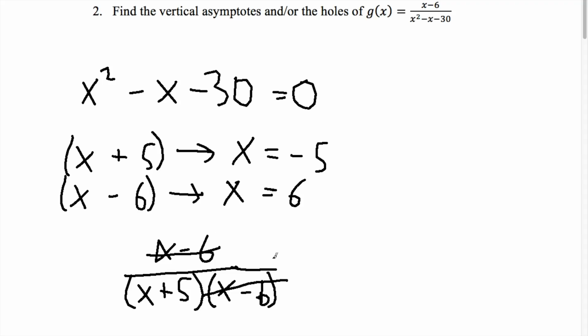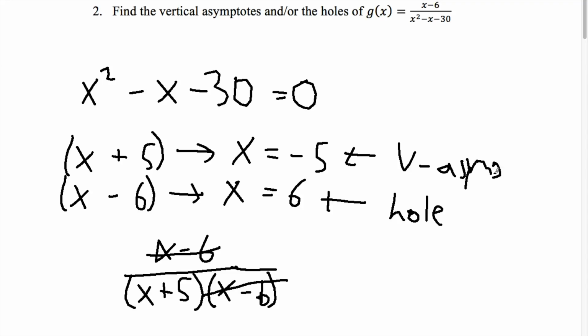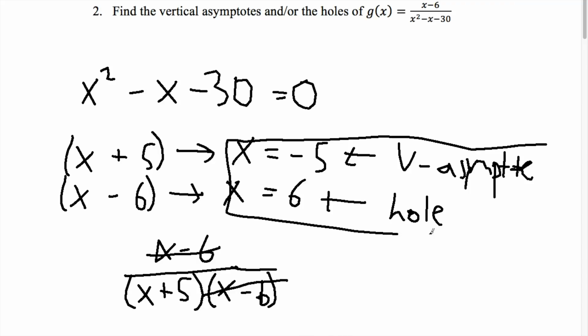So what we gather from doing this last step is that x minus 6, which means x is equal to 6, is the coordinate for a hole, and x is equal to minus 5 is justifiably a coordinate for the vertical asymptote. And these are our answers.